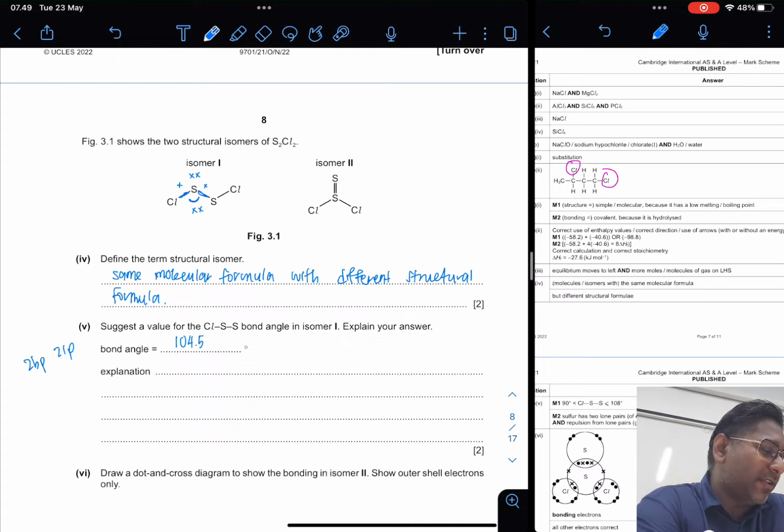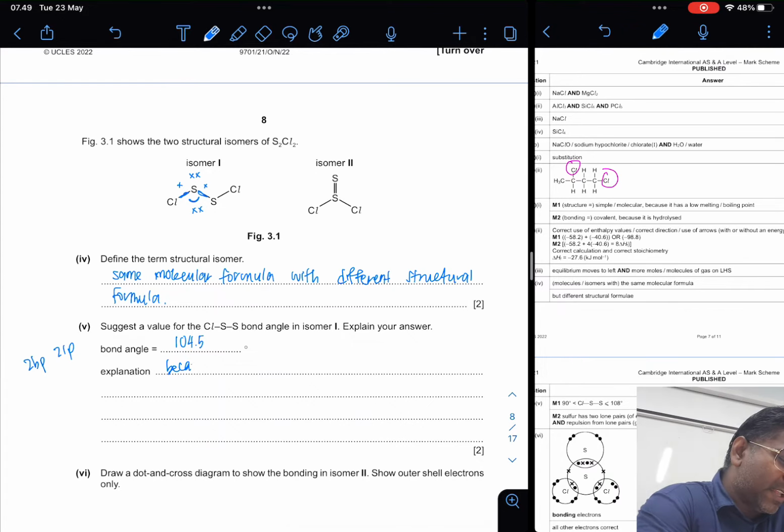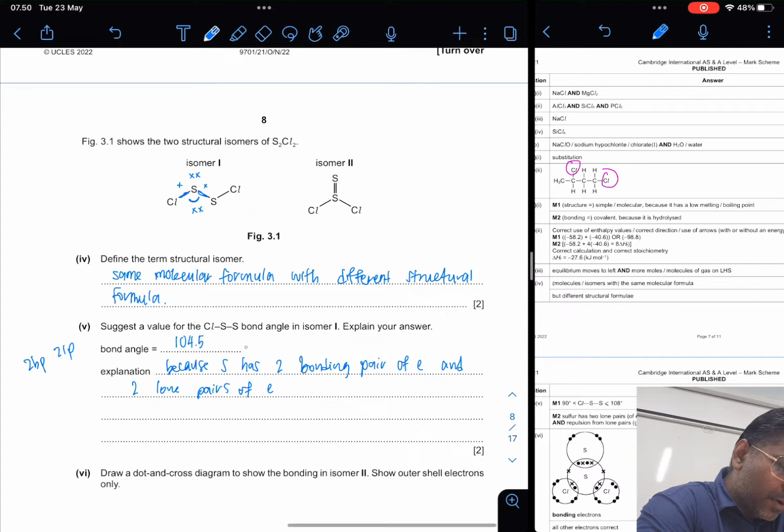104.5 degrees. You can memorize this explanation: sulfur has 2 bonding pairs of electrons and 2 lone pairs of electrons, which forms a non-linear structure.